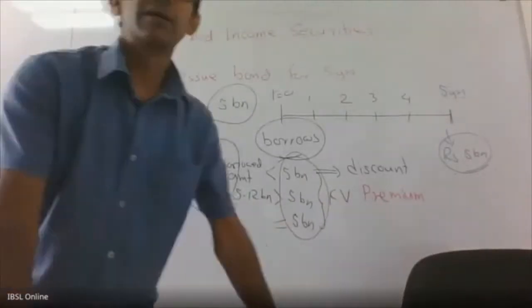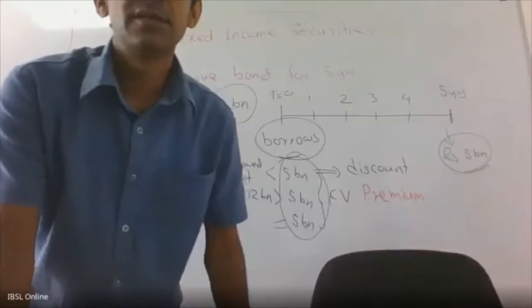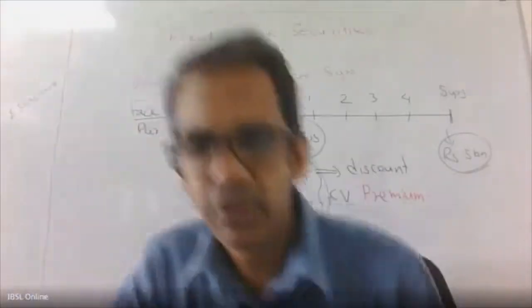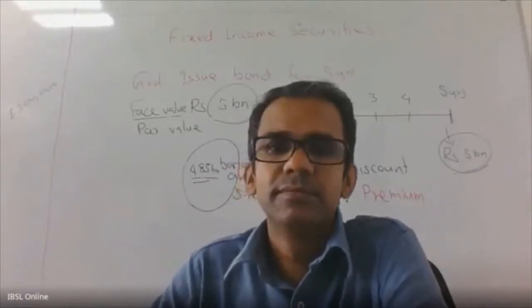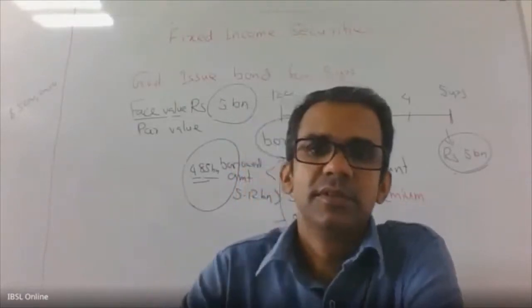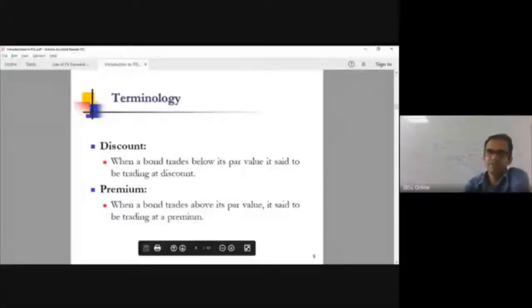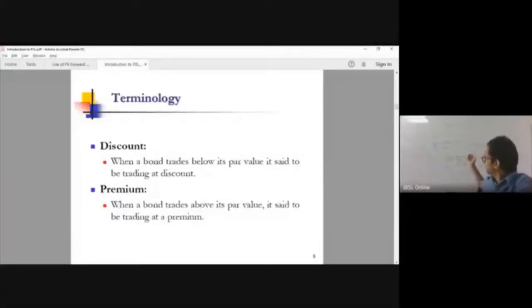If the borrowed amount is less than the par value, then we say the security is trading at a discount. When the borrowed amount is higher than the par value or the face value, we call that the bond is trading at a premium or issued at a premium.